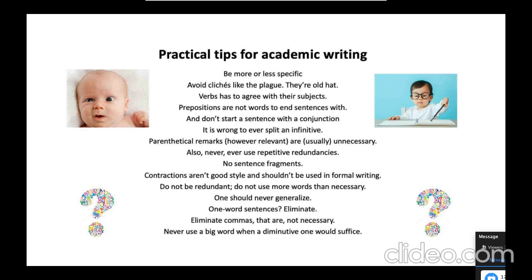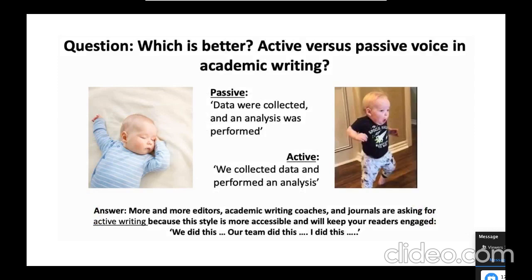Here are some tips for practical academic writing. I won't read these out, but they're little jokes to see if you can catch the joke in each of these different phrases, in each of these different sentences. Verbs have to agree with their subjects. Never use a big word when a diminutive one would suffice. Effective tips for academic writing.